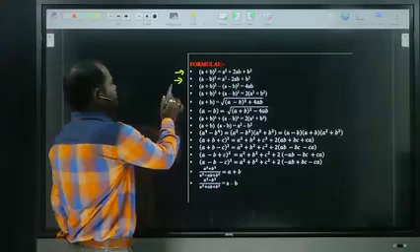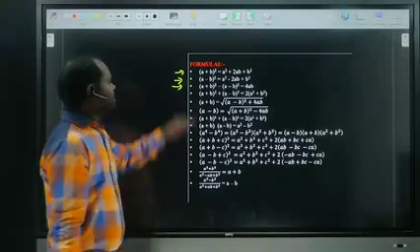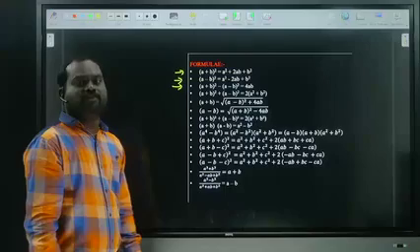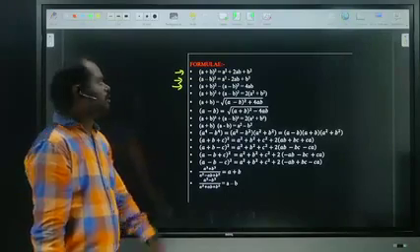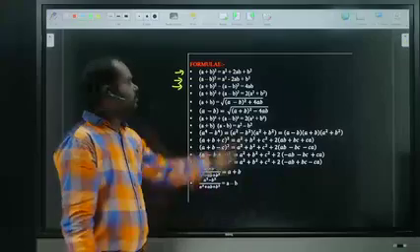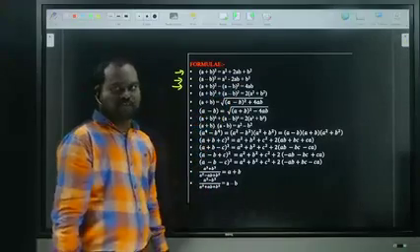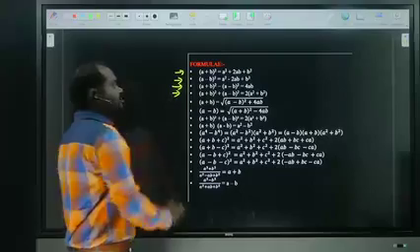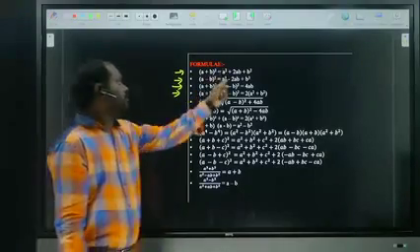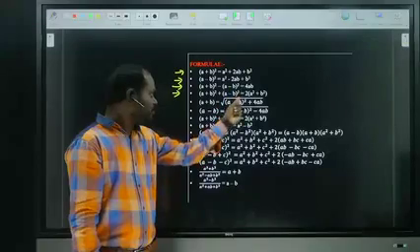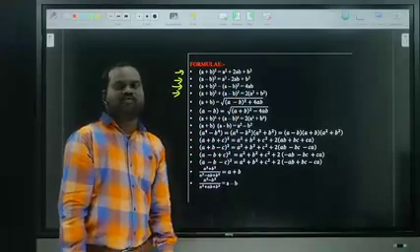Next, by subtracting these two formulas, what will happen? By subtracting those two formulas, a square cancels, b square cancels. 2ab plus 2ab is 4ab. Next, by adding those two formulas, 2ab gets cancelled. 2 times a square, 2 times b square, which is nothing but 2 of a square plus b square.